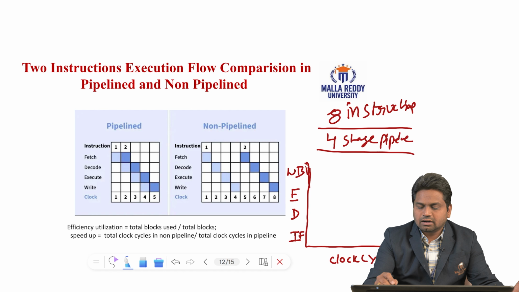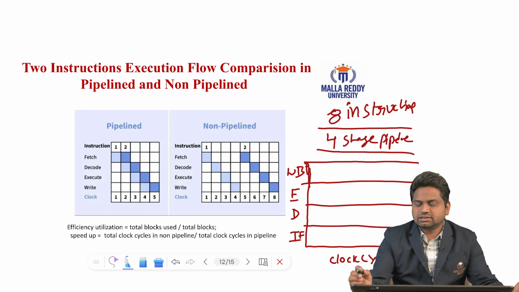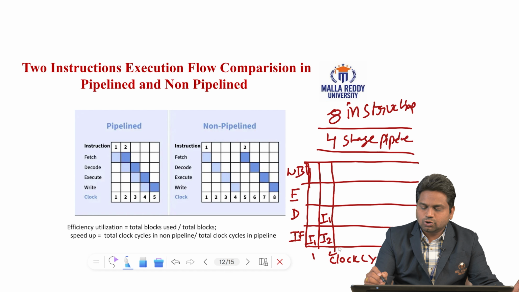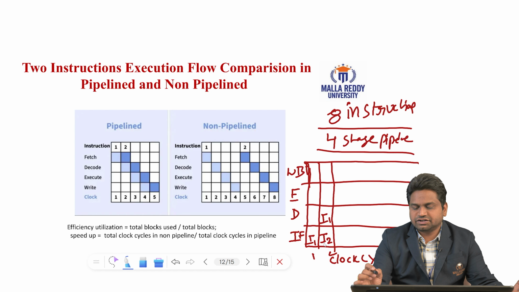In this, first instruction I1 comes to the fetching phase. All the remaining stages are empty, not doing anything. In the first clock cycle, then in the second clock cycle, I1 comes to the decoding phase, and at the same second clock cycle, I2 comes into the instruction fetching phase. Next, what will happen in the third clock cycle? I1 will come into the execution phase, I2 will come to the decoding phase, and I3 will come to the fetching phase.